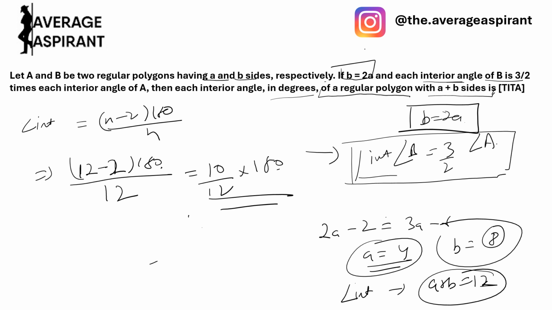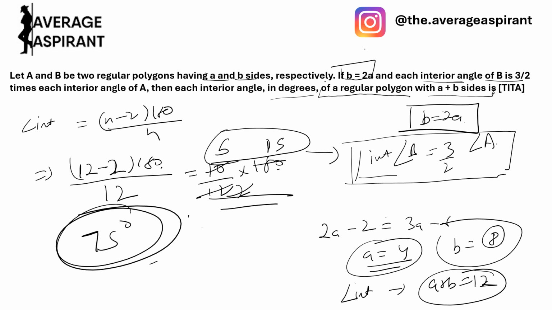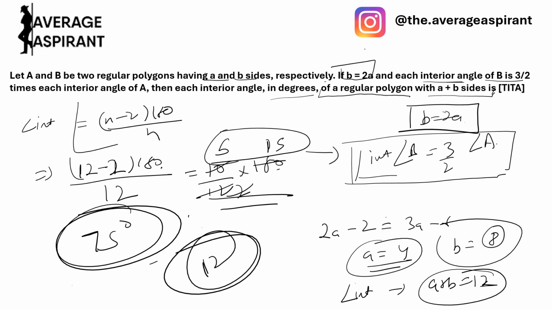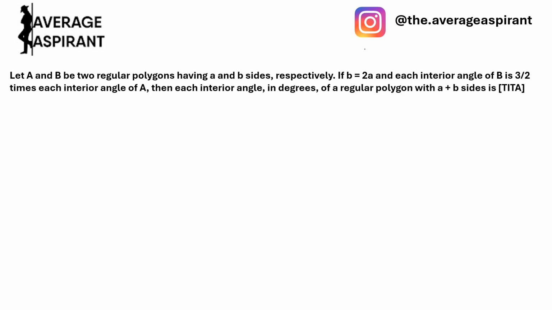So if you solve this, what will you get? This is 2, this is 15, and this is 5. 5 into 15 is your 75 degrees. So this is each interior angle of a regular polygon having 12 sides. If you remember this formula, this question can be very easy. If you can't, then you'll have to take some time to derive the formula first and then calculate this. Deriving the formula was not a difficult task. Hope you got it.